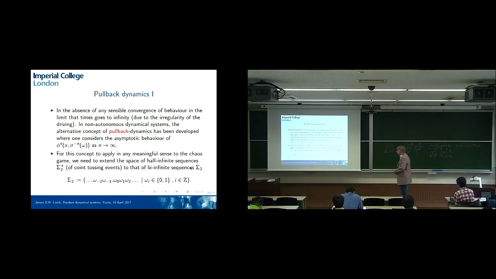So in the absence of any sensible convergence, people thought about other things to do, because where do I go in the future is not a good question. But you can ask another, maybe strange, question: what could I do if I know something about the past? Suppose I started in the past and evolved to today, and I take the limit, saying suppose I started further in the past and come to today, or even further, or even further. It's called pullback dynamics. I start at a certain point in time. So here's my time.